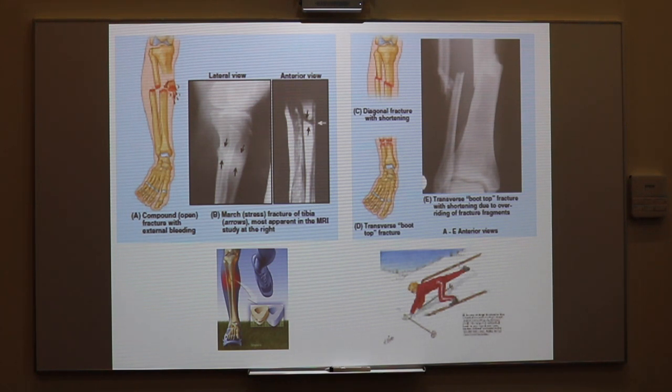So as he's going to fall over the boot, there would be a transverse type of fracture of the lower part of the tibia and fibula. It's a transverse fracture, rather than a rotational injury which will result in a diagonal fracture. So this is a boot type of injury. Both types of fracture can happen in skiing.